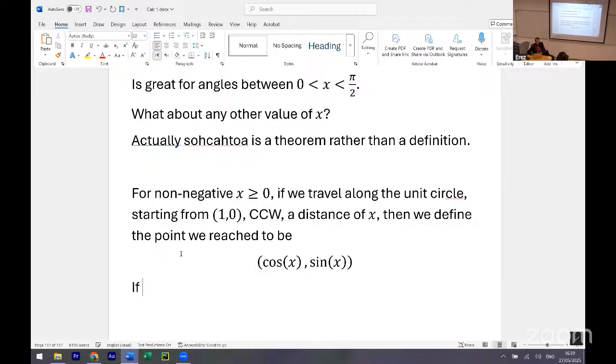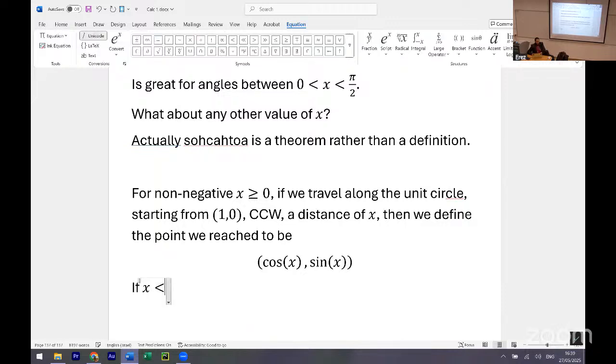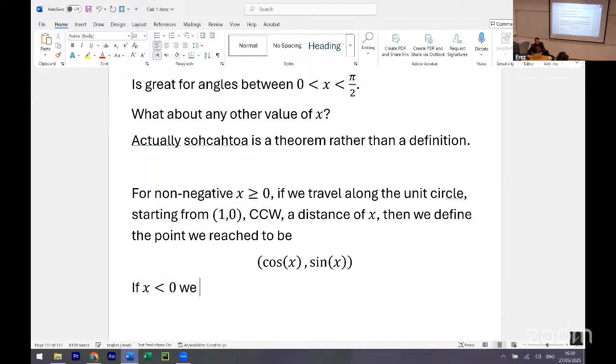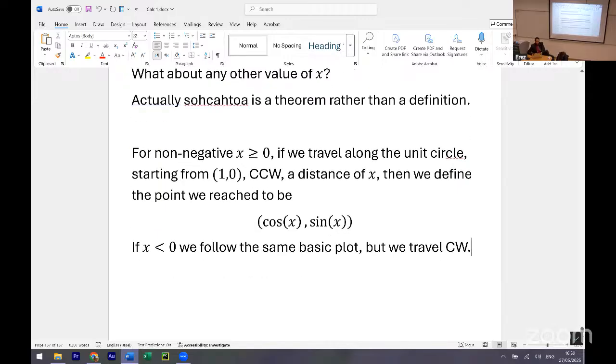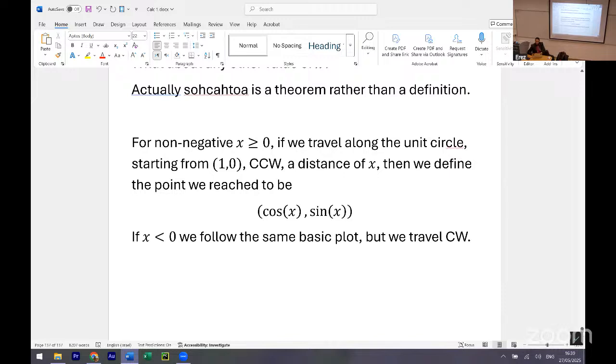All right. If x is negative, we follow the same basic plot, but with a minor change. We travel clockwise, not counterclockwise. That's the whole difference. Okay, let's do some examples.